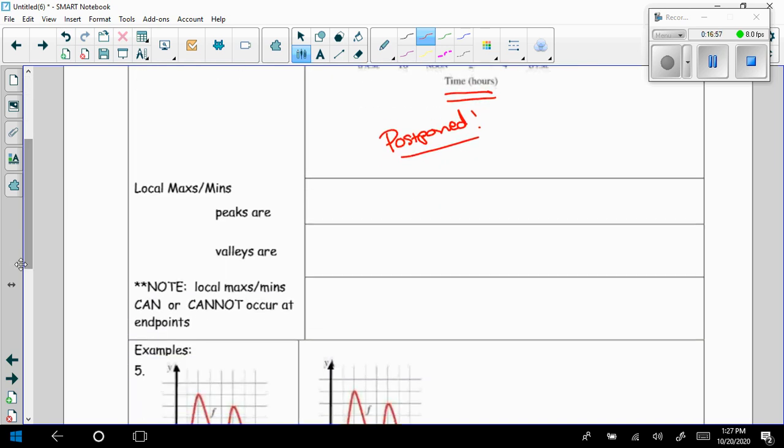Okay, and so moving on to local maxes and local mins. Remember that your peaks are your local maxima and your valleys are your local minima. We already covered that on the previous page. But note that your maxes and mins cannot occur at an endpoint. So I'll just reiterate that here.